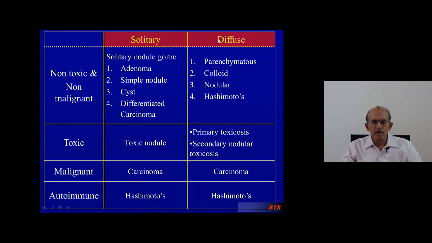Whether it's solitary or diffuse, first check it out. If it is solitary, non-toxic, non-malignant, that is simply what we call a simple goiter. So it is a solitary nodule goiter. It can be adenoma, simple nodule, cyst, or well-differentiated carcinoma of thyroid. So these are the solitary swellings. Diffuse swelling means parenchymatous goiter, colloid goiter, nodular goiter, or Hashimoto's thyroiditis.